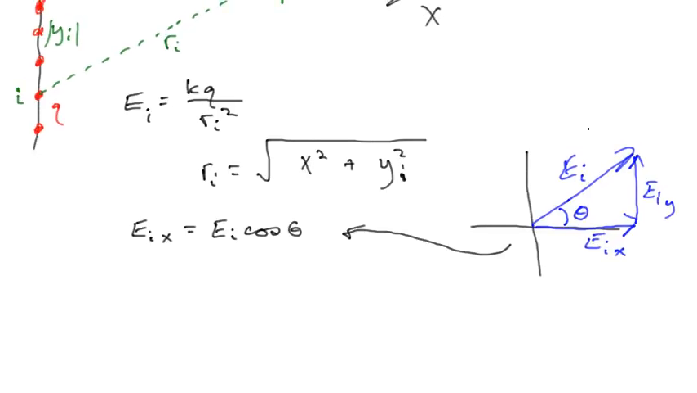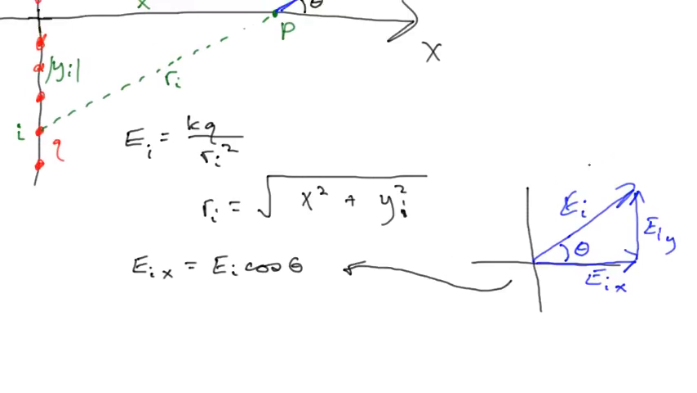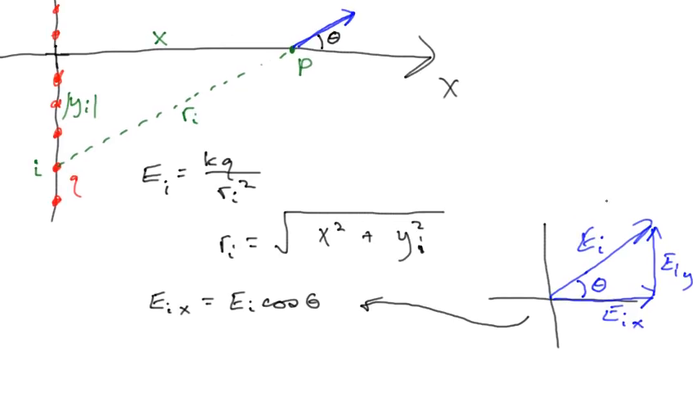Alright, I think then E sub x, the total x component, is going to be the sum over all the charged particles of E sub I x. The sum of all the E sub I x's.